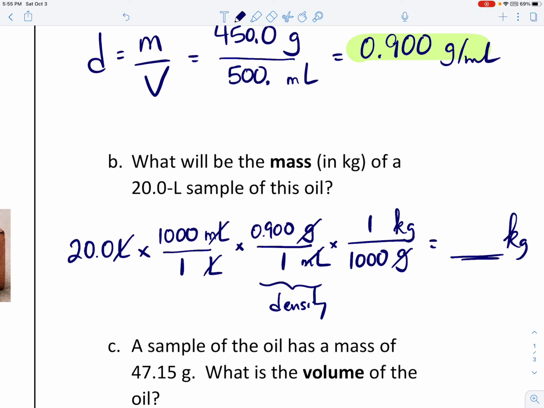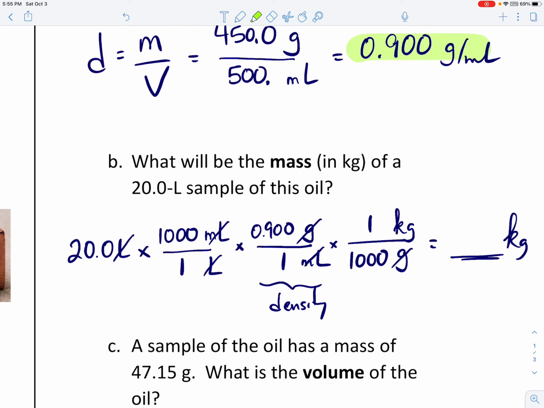Now mathematically, you might notice that we have 1,000 in the numerator and we have 1,000 in the denominator. Those are just going to cancel out, all right? But on your calculator, if you'd like, you can include them. So you can say 20 times 1,000 times 0.9 divided by 1,000, and you'll get an answer of 18.